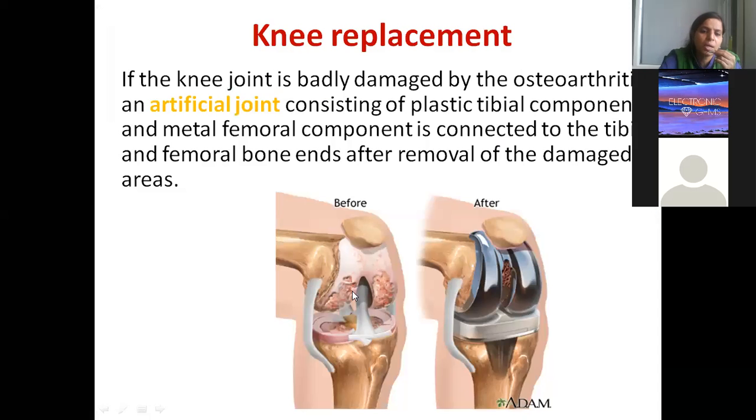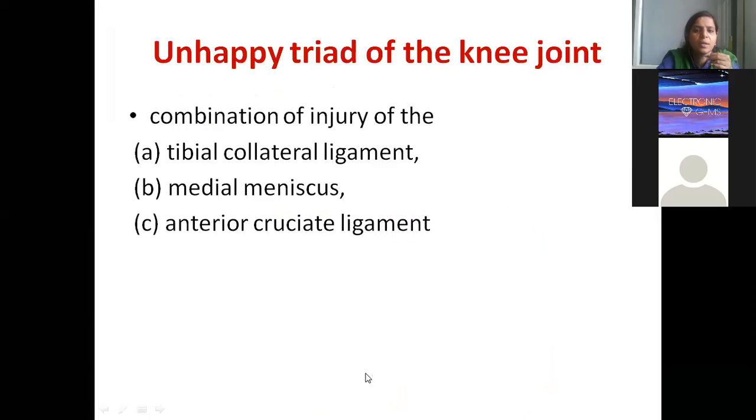Okay. Knee replacement surgeries are quite popular nowadays. Wherever you find degeneration like this, generally we replace it with artificial joints, where you will see an artificial component consisting of a plastic tibial component and a metal femoral component connected to the tibial and femoral bones. After the removal of these damaged areas, it will be replaced. Okay, that is knee replacement surgery.